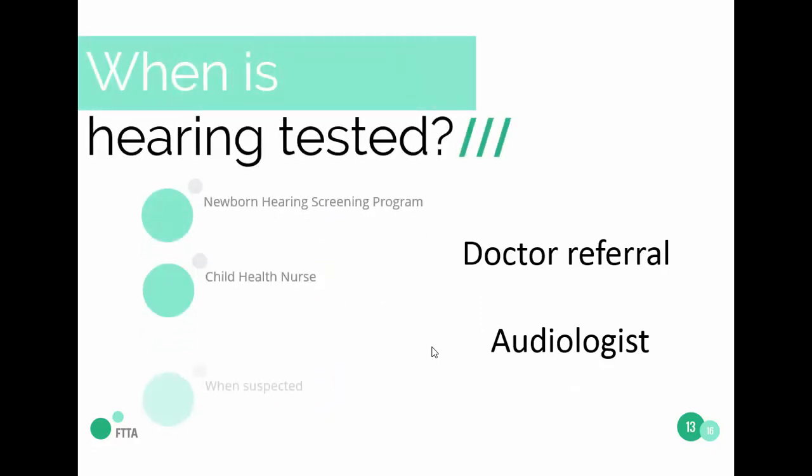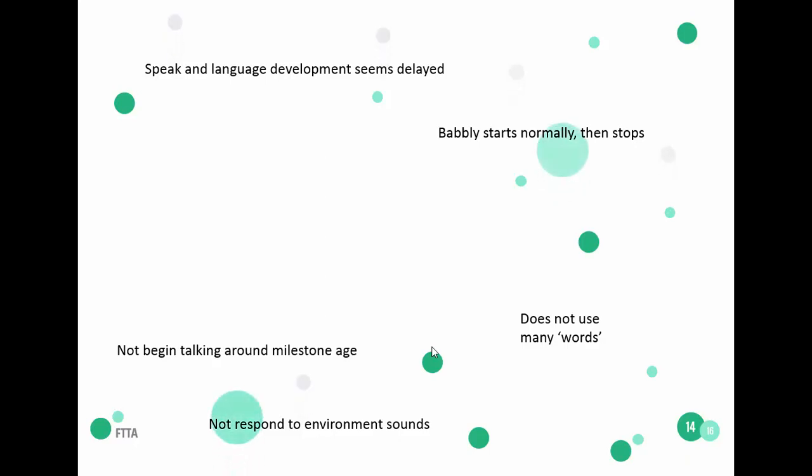Okay, so this is obviously about testing. Newborn hearing screening program for babies, child health nurse, referrals from doctors, audiologists. Okay, now this is where we start to get into how it affects you as an educational professional, so we'll spend a bit more time here. So speech and language development is delayed. Now that's one thing that you will certainly pick up on with students who do have hearing problems. It is quite common, and children will often be working with a range of different professionals like speech pathologists and so forth to try and assist them with those problems.